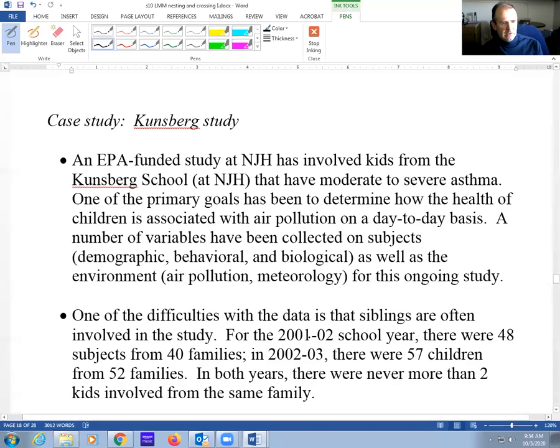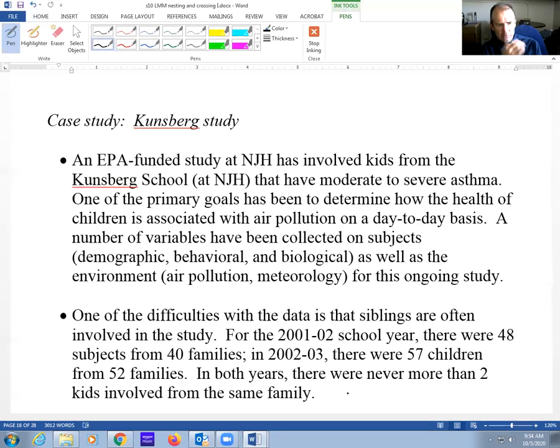So for the study years 2001 to 2002, there were 48 subjects from 40 families. And in the following academic year, there were 57 children from 52 families. But in both of these years, there were never more than 2 kids involved from the same family.